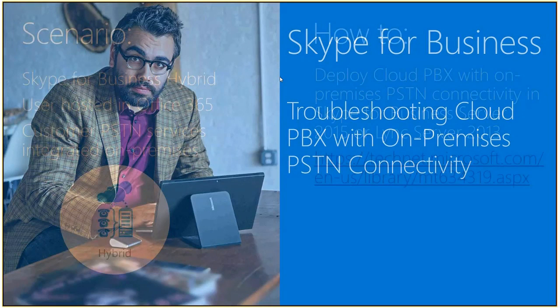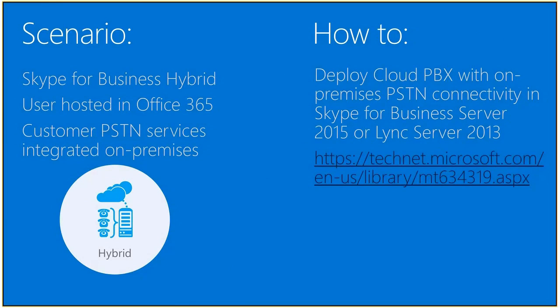So for today, we have the following scenario. Skype for Business hybrid deployment, a user hosted in Office 365, and the customer has PSTN services integrated on premises. So this means that we will have a user that was migrated from the on-premises environment to the online, and the voice provider is going to be hosted on premises, and we will create a bridge between these two systems.